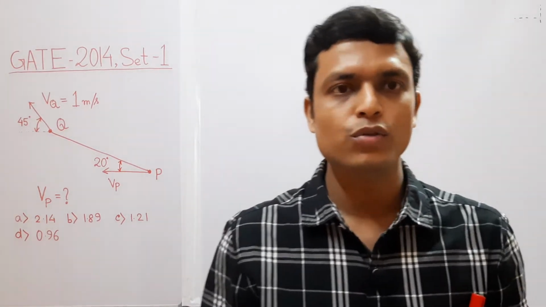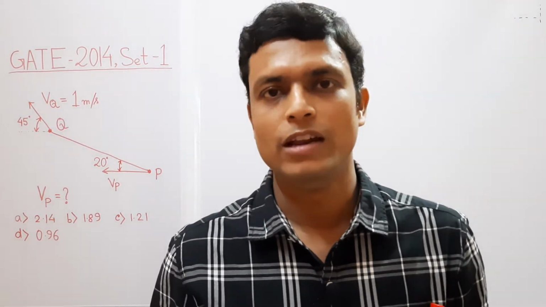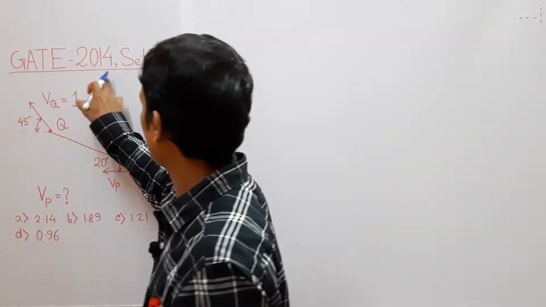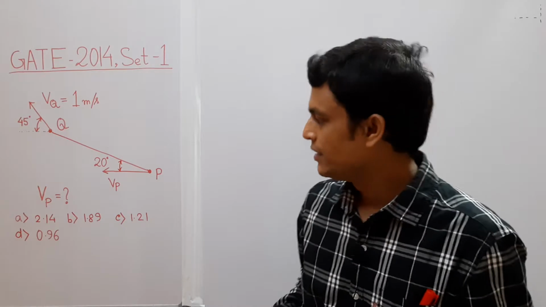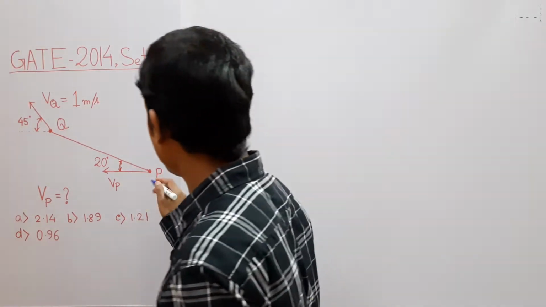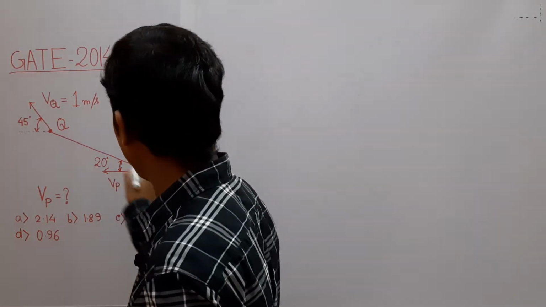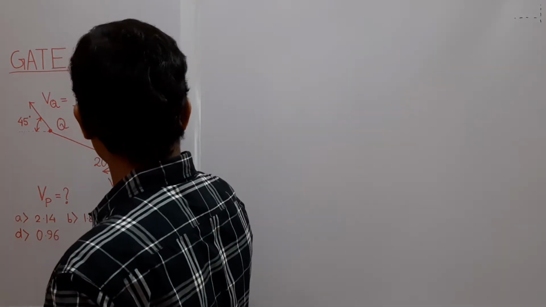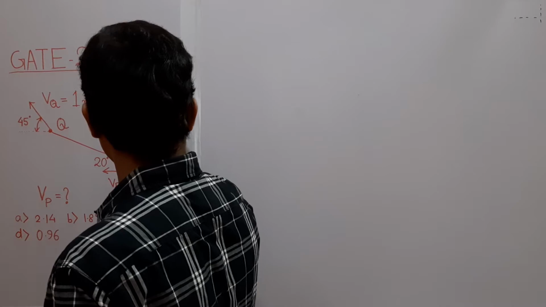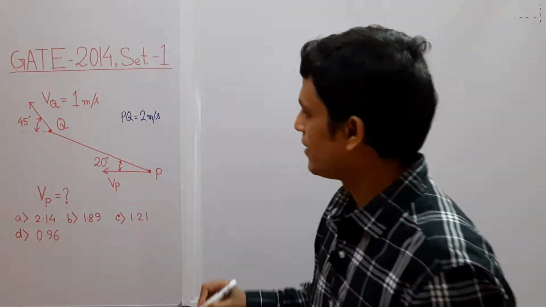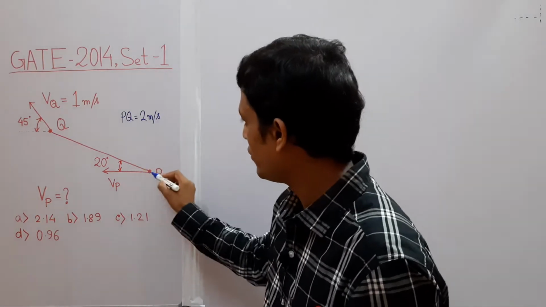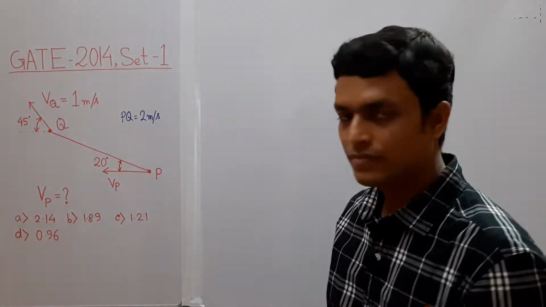Today we are going to solve GATE problems on velocity analysis. So this is a problem from GATE 2014 set 1 and it has been asked that PQ is a rigid link and the length of PQ is given 2 meter, and the link PQ is oriented 20 degree with the horizontal direction.